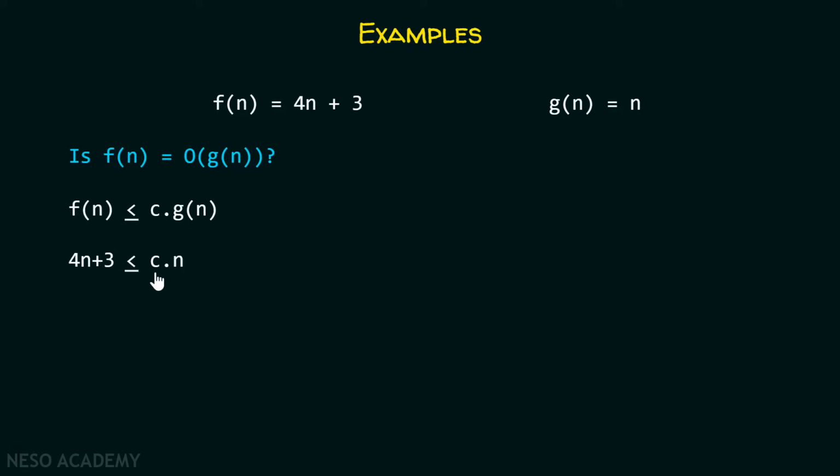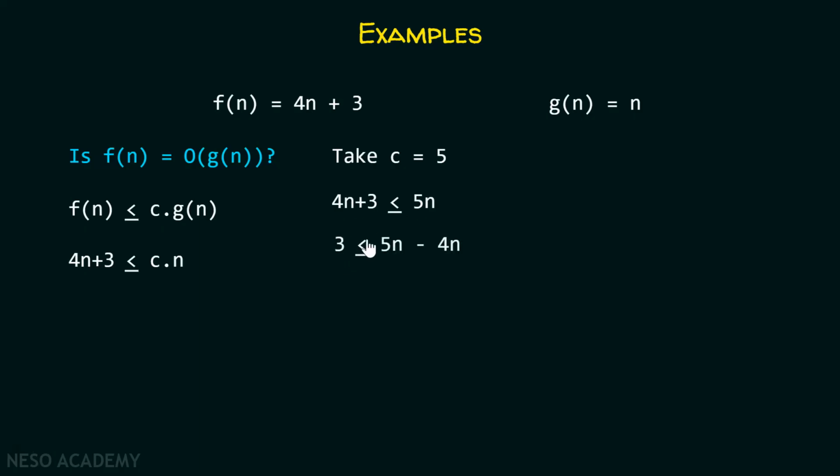We need to find some constant value c such that 4n plus 3 will become less than or equal to c dot n. Let's take c equals to 5. Obviously we need to choose a higher value, right? Here it is 4n. Let's take c value equals to 5 such that it becomes 5n. Then the inequality will be 4n plus 3 less than or equal to 5n. Now we need to find the constant n naught such that this will satisfy for all n greater than or equal to n naught. This means we need to solve this inequality.